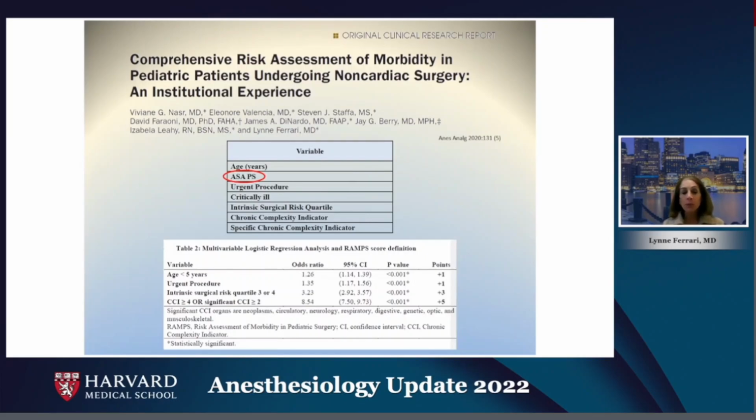And what we learned is the highest risk was seen in children under 5 years of age, procedures that were urgent, those who had an intrinsic surgical risk quartile of 3 or 4, and they had either 4 or more chronic condition indicators or 2 or more of the significant chronic condition indicators, and you'll see the definition of those below.